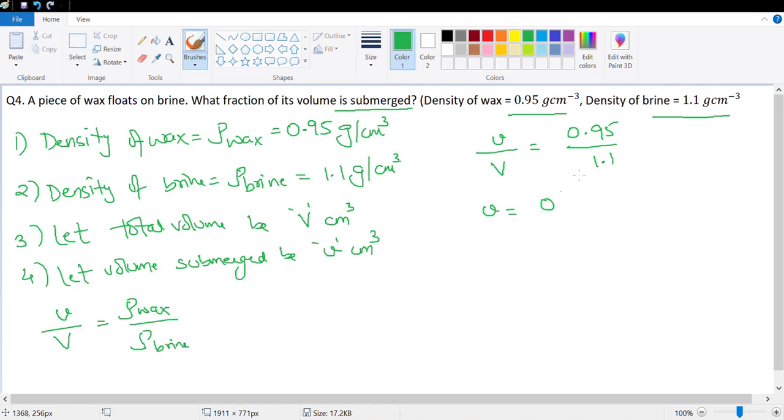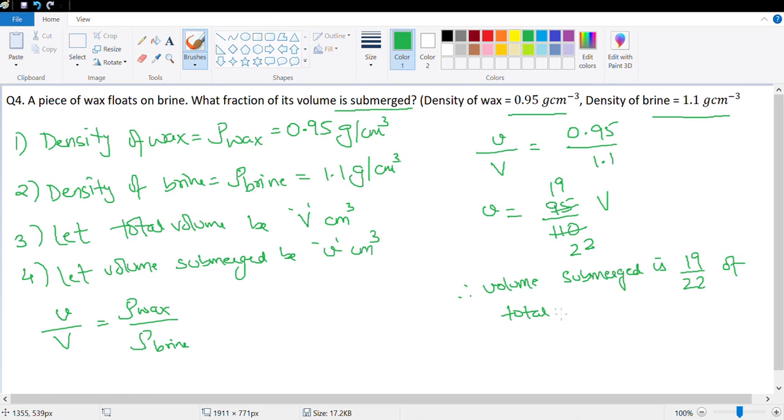Let's just take out the decimal. So there will be 95 upon 110, which means 5 into 19, 5 into 22. Therefore, volume submerged is 19 by 22 of total volume.